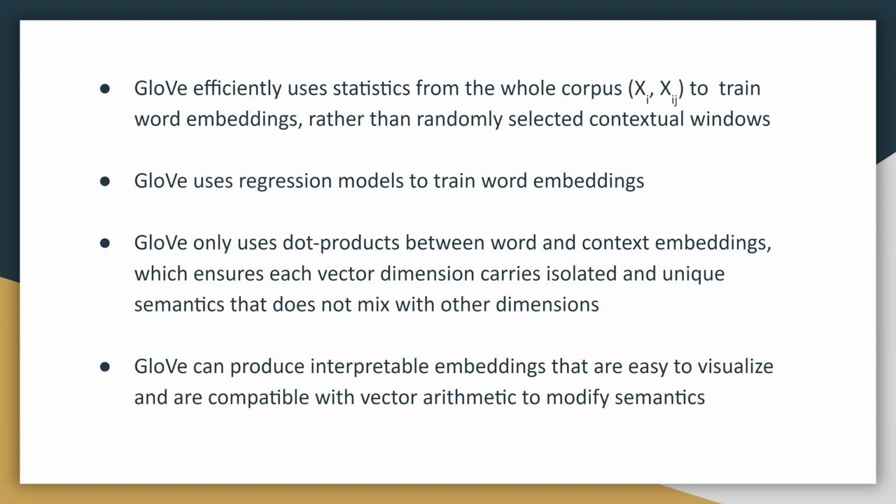Next slide. Okay. So to summarize, GloVe efficiently uses statistics on the whole corpus, X_i and X_ij, to train word embeddings rather than randomly selected contextual windows. GloVe uses a regression model to train word embeddings, as we saw before. It also uses dot products between word and context embeddings, which ensures each vector dimension carries isolated and unique semantics, and does not mix with other dimensions. Also, it can produce interpretable embeddings that are easy to visualize and are compatible with vector arithmetic to modify the semantics. Now my teammate Subhadra will go over some results and visualizations for this.